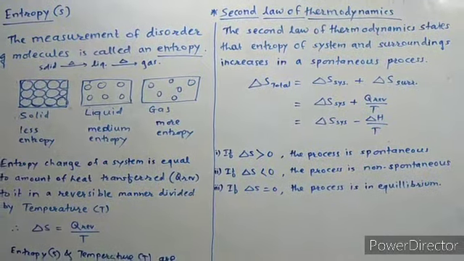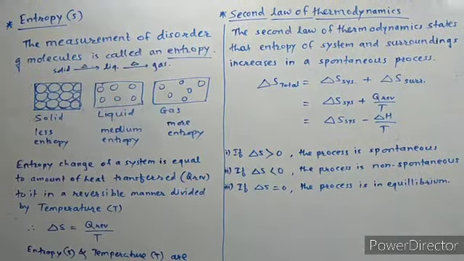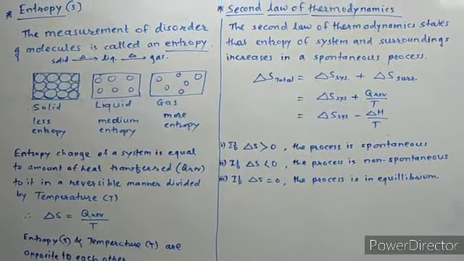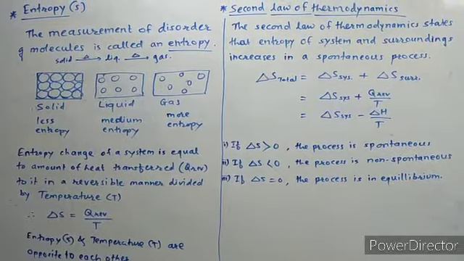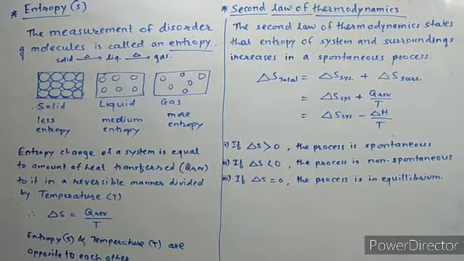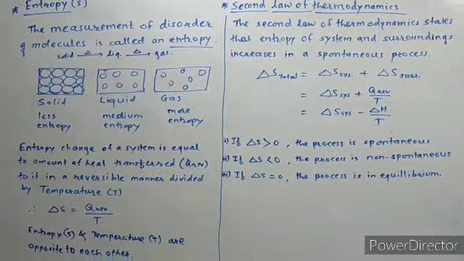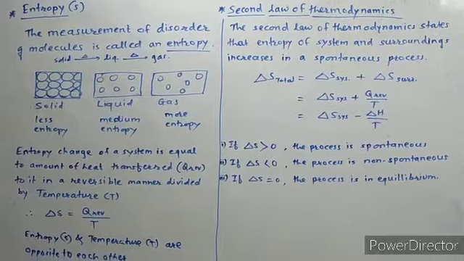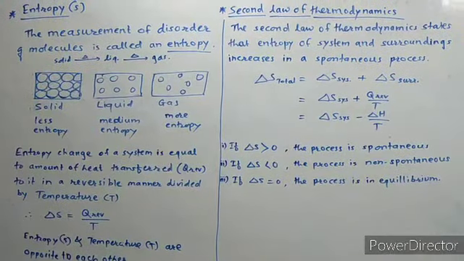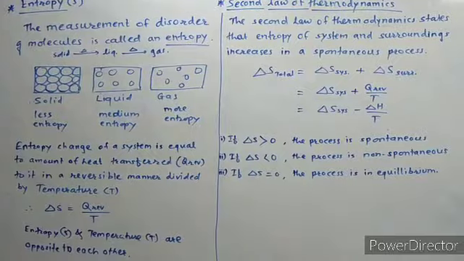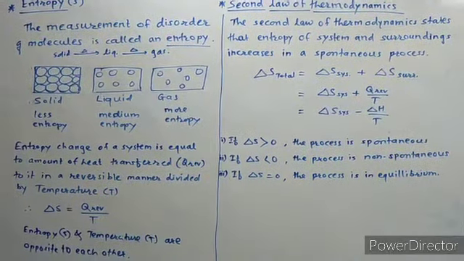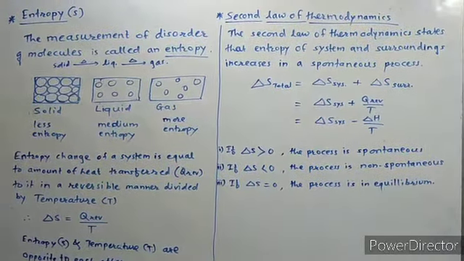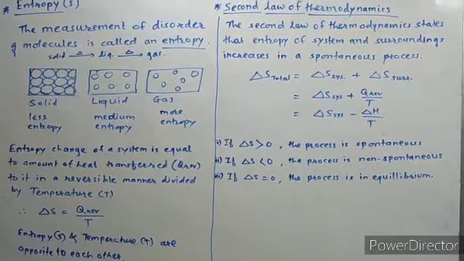Now the second law of thermodynamics states that entropy of the system and its surroundings increases in a spontaneous process. A spontaneous process means what? The process carried out by itself. For example, heat flows from hot body to the cold body, or water flows from higher level to the lower level. Now these are the spontaneous processes. So the second law states that entropy of system and its surroundings increases in a spontaneous process.